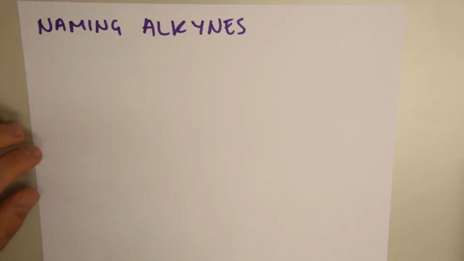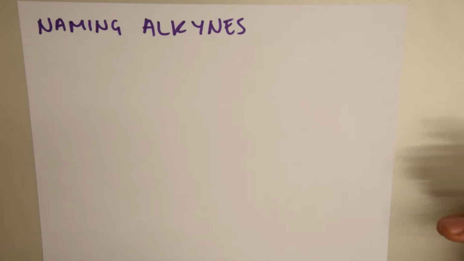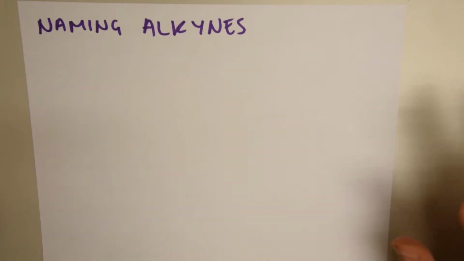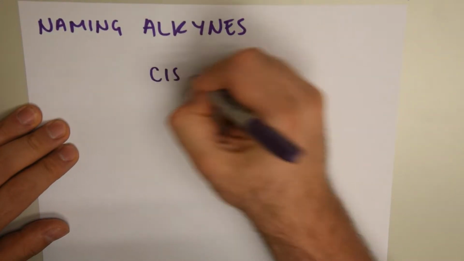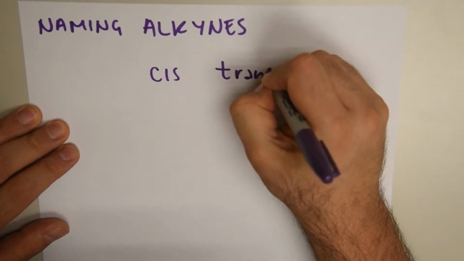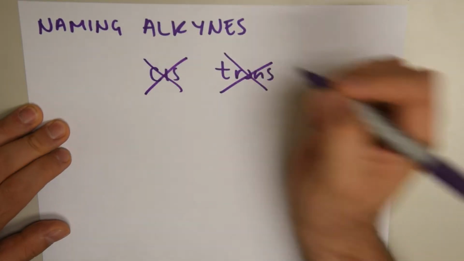For this next tutorial, we're going to be naming alkynes. If you already saw the video on naming alkenes, this should be a breeze. First of all, off the bat, cis and trans do not apply at all for alkynes.